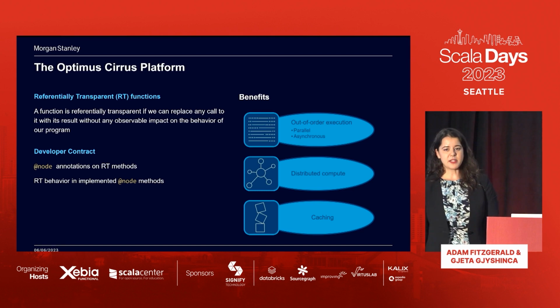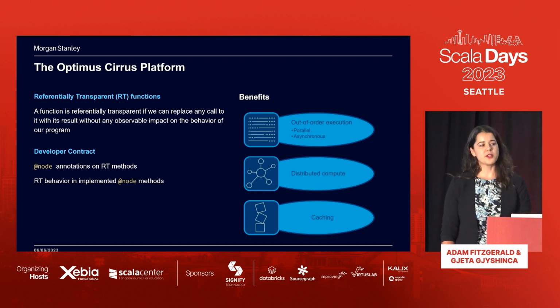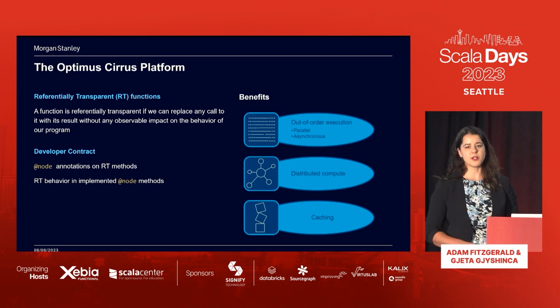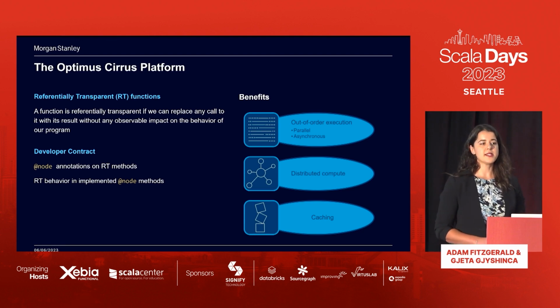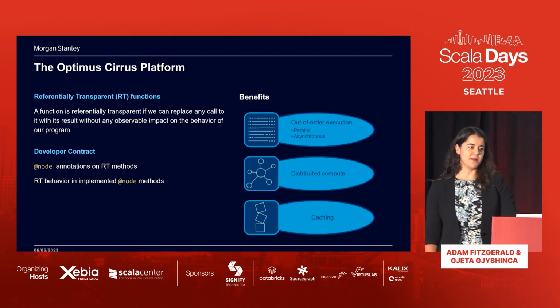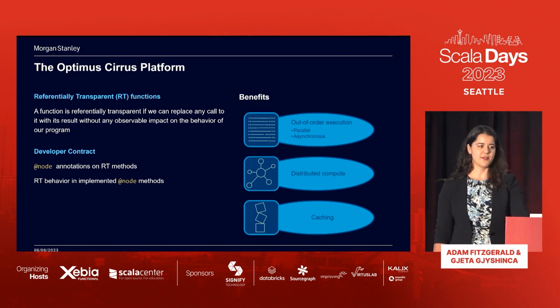And today, to demonstrate the power of this platform, we've chosen a business problem that hopefully is familiar to lots of you. How do we build the code that we write in a way that is fast and efficient at scale? Adam is going to set out the challenge, and then we're going to show you how Optimus lies at the heart of the solution.